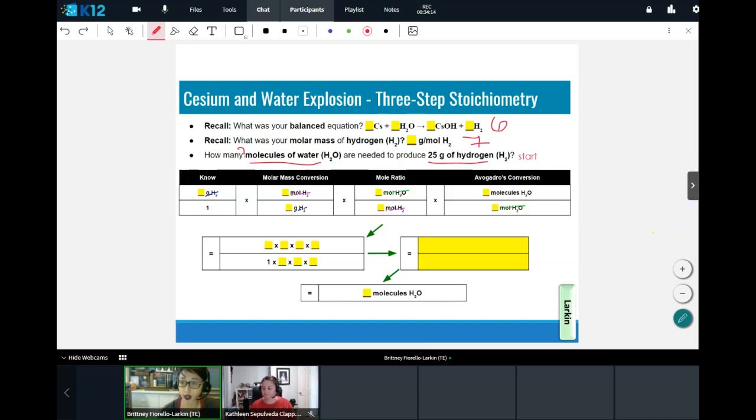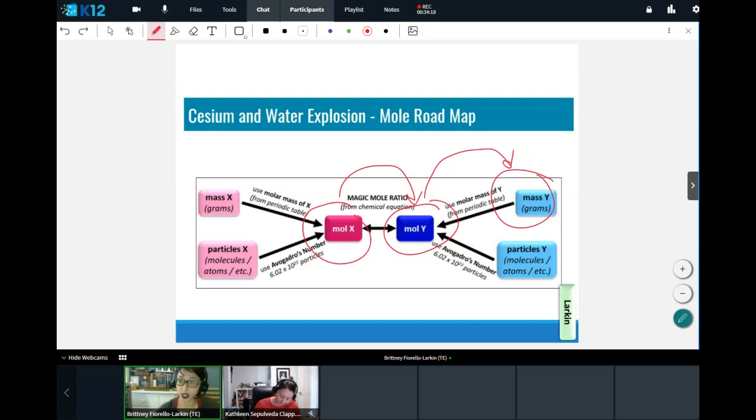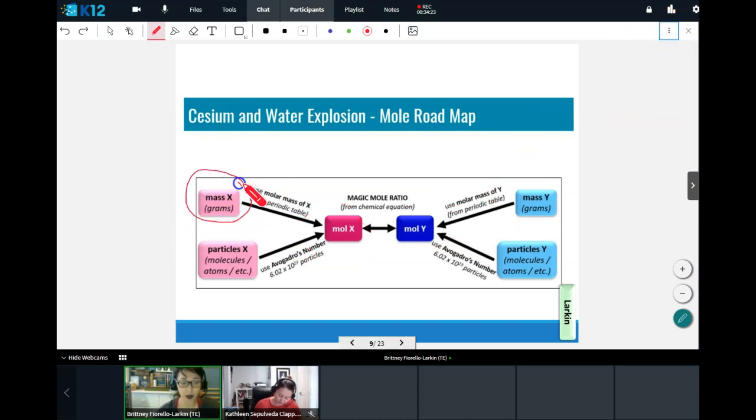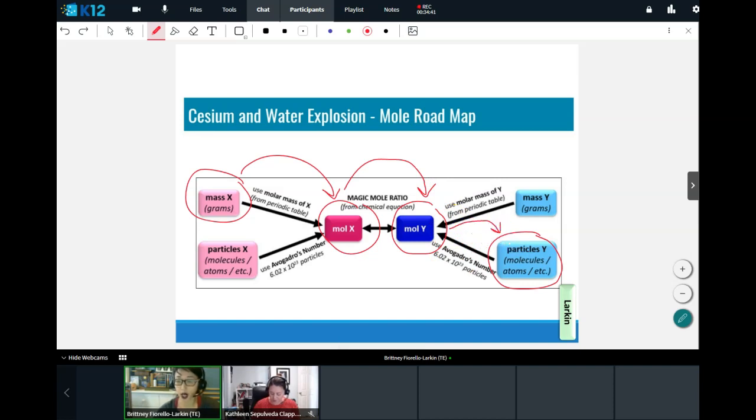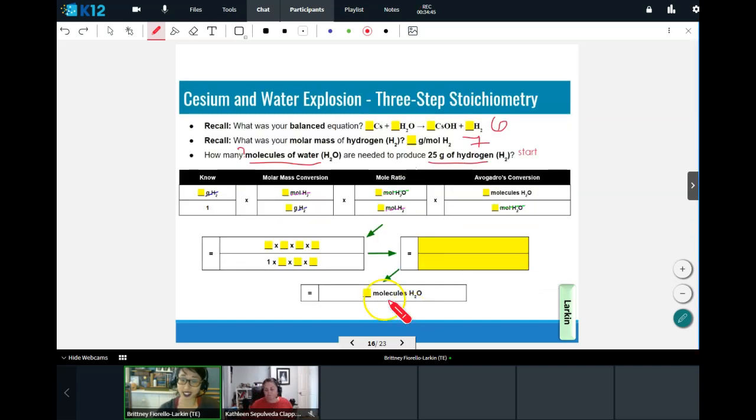So let me go ahead and show you this mind map then. All right, so we're going from grams of one chemical to molecules of a different chemical. So let's take a look at this. Grams of one chemical to molecules of a different chemical, which means I have to go through the center. So I have to go to moles of the first chemical, to moles of the final chemical. So mass to moles first, then using the chemical equation, moles to moles, and then finally using Avogadro's number, moles to particles. And again, it's already set up for you, so let's take a look at this.